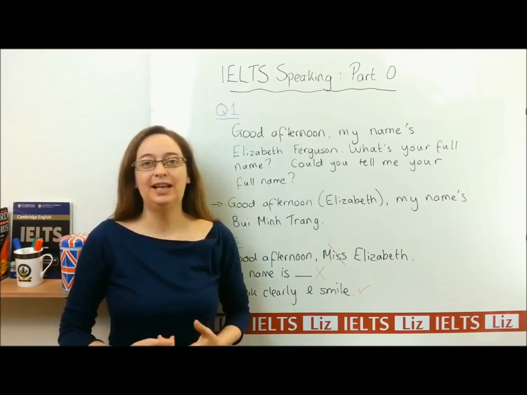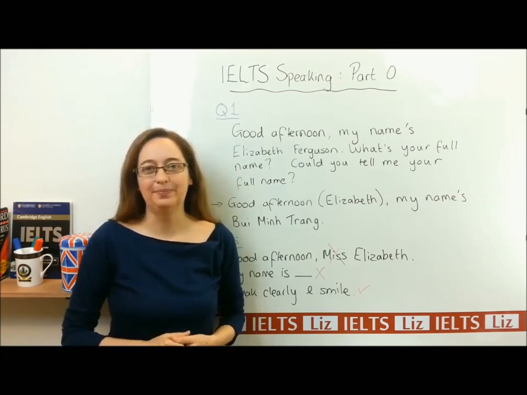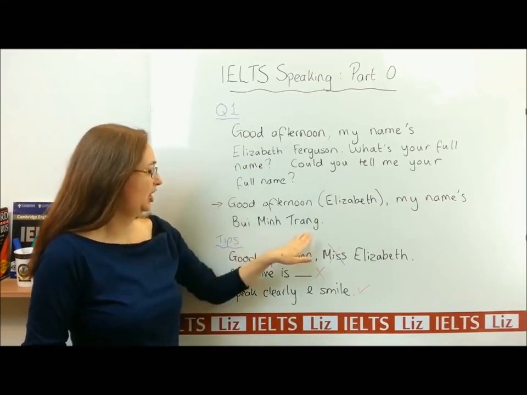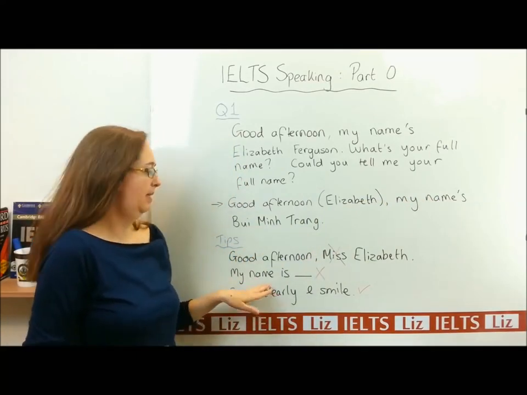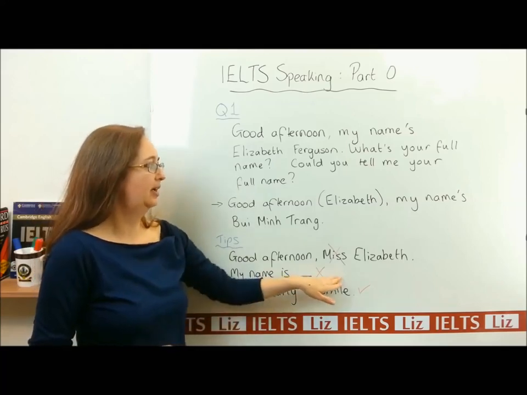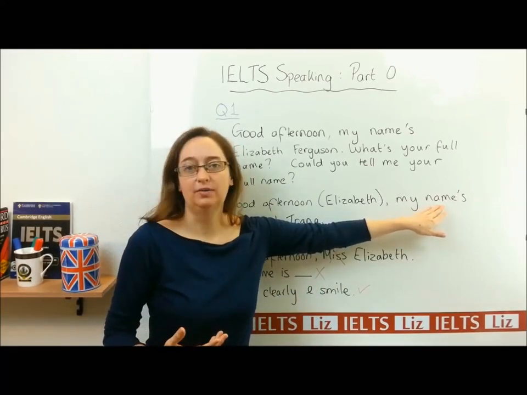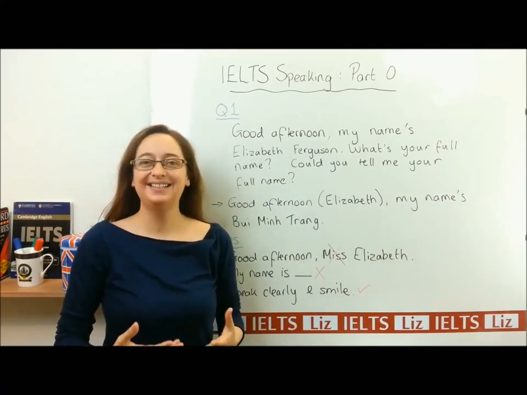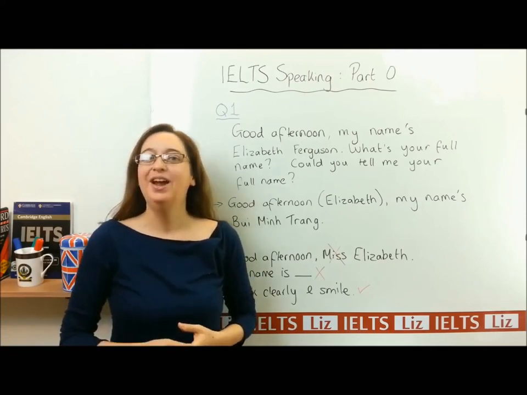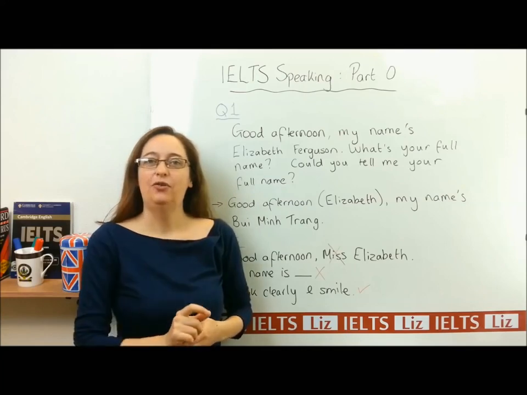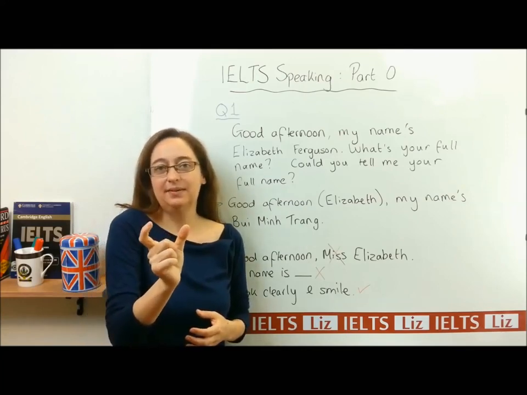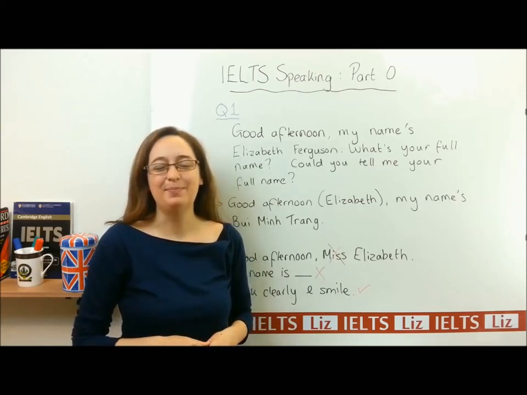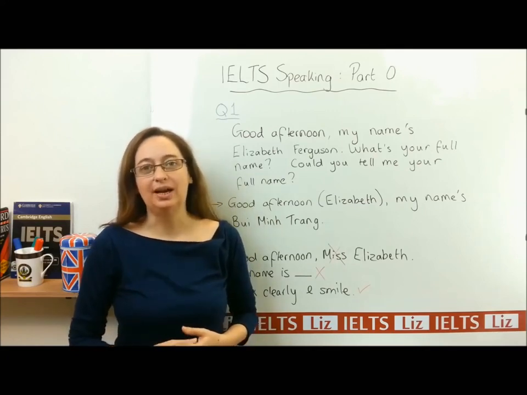Now, when you give your name, there are two tips I want you to remember. The first tip is when you say, "My name's Bui Ming Chang," please don't say, "My name is Bui Ming Chang." I want you to use the contraction, "my name's." Now, the reason this is important is because this is part of pronunciation. When you contract a word from "is" to "name's," then this is higher level pronunciation. So remember that in the rest of your exam and try to use it as much as you can.